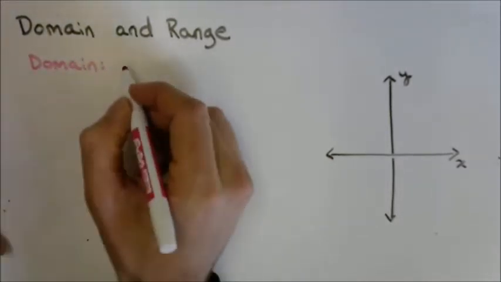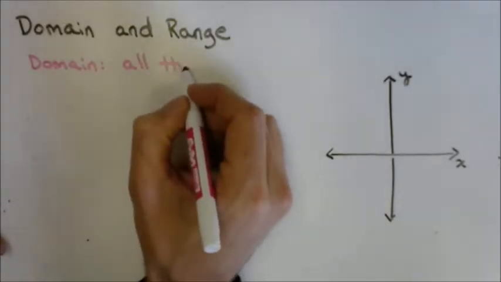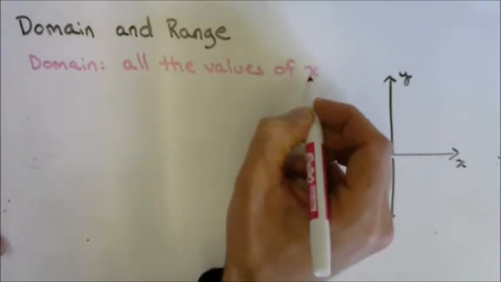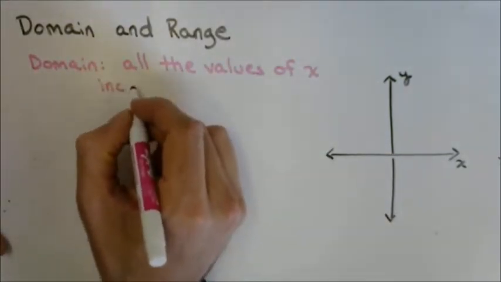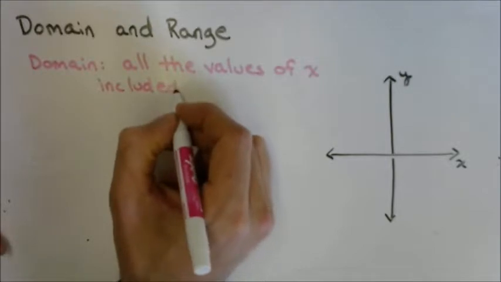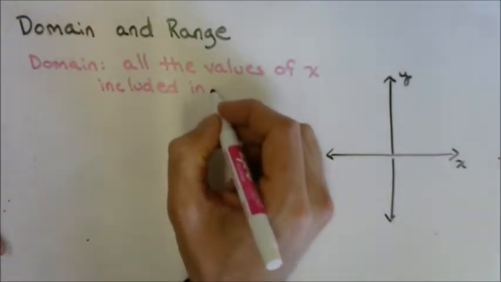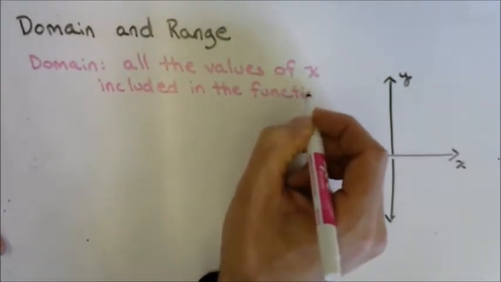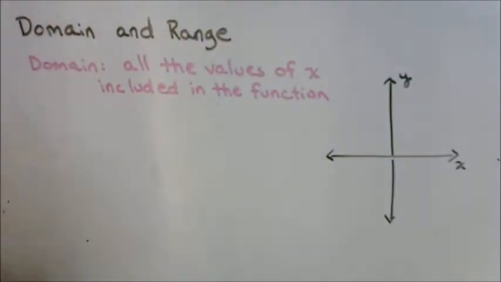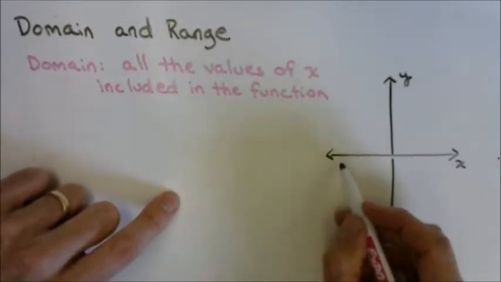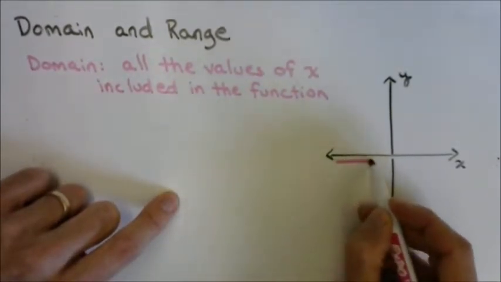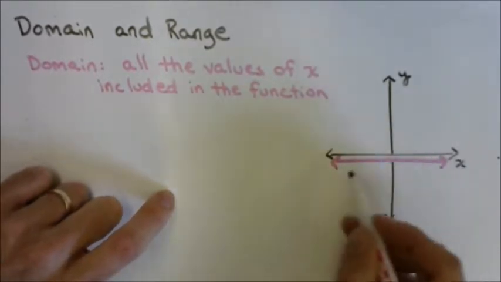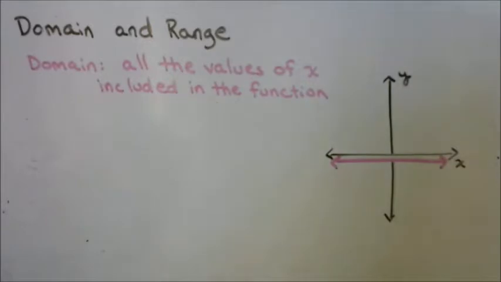Domain: all the values of x included in the function. So the domain is considering the values of x. That's all the horizontal options.